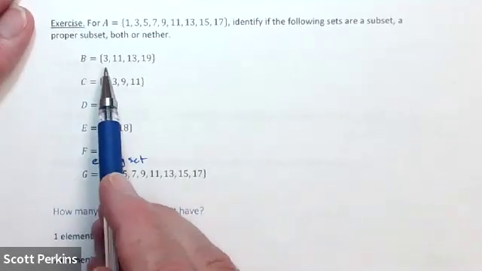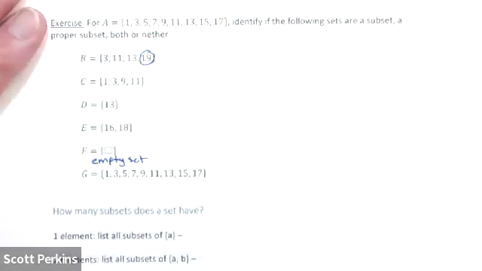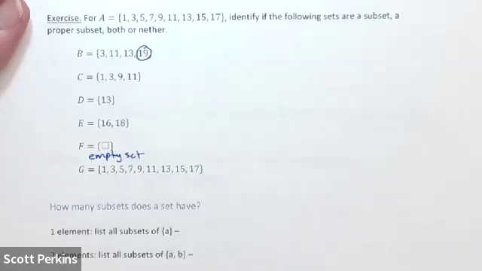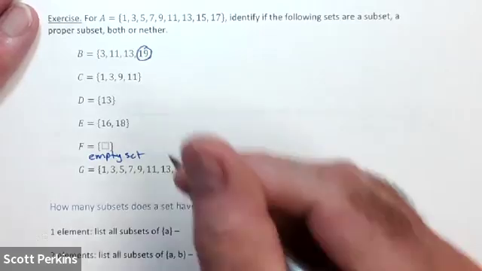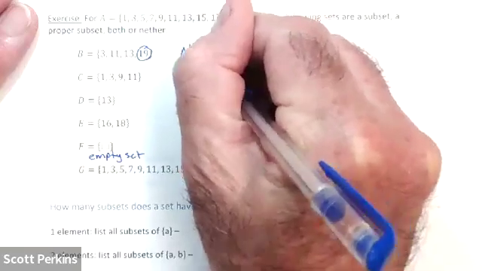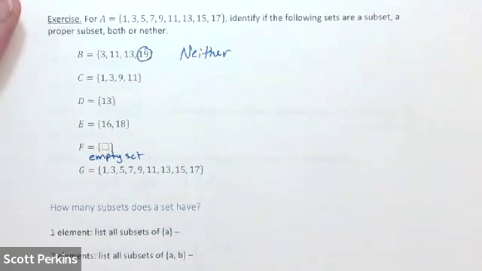So set B, 3, 11, 13, 19. Is that a subset, proper subset, both or neither? Why are you saying neither? You're 100% right. Yes, set B contains the number 19. 19 is not in the original set A, so it is not a subset. Therefore, it can't be a proper subset because it has to first be a subset. So I'm going to write the word neither right here. Does anyone have a question about why that is neither before I move on? We have plenty of time today, so don't let me move on if you have a question.